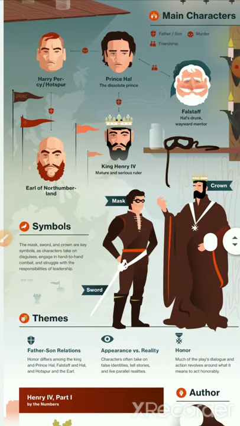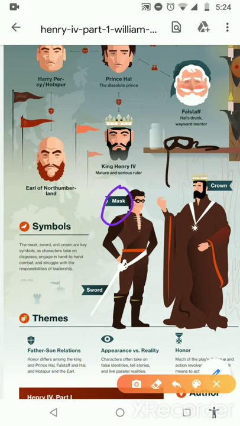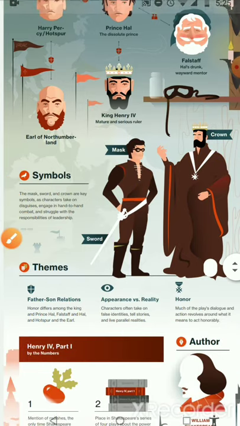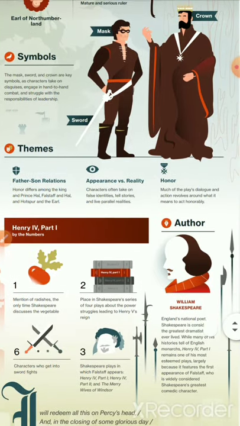In this play there are other symbols which we need to note, especially the mask, sword and crown, and these symbols have a significant role throughout the play. The mask, sword and crown are key symbols as characters take on disguises, engage in hand-to-hand combat and struggle with the responsibility of leadership. So these are the recurrent symbols which come in the play.